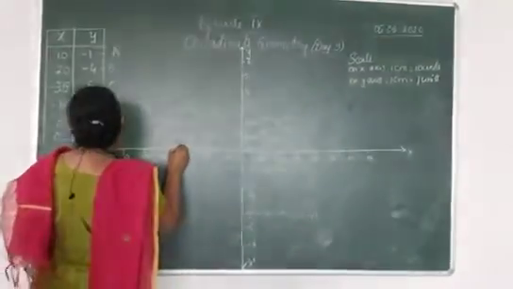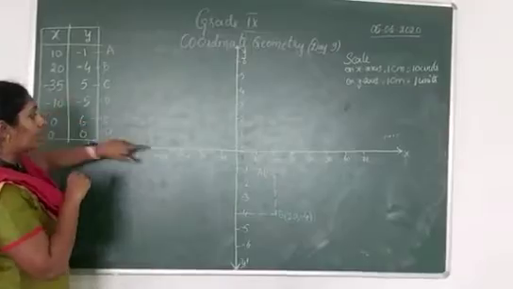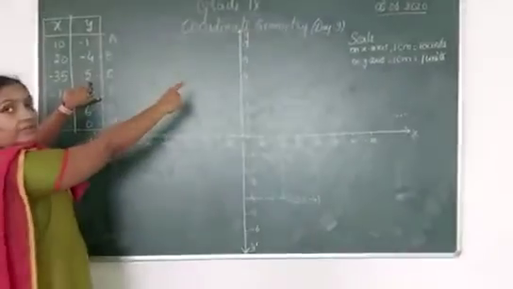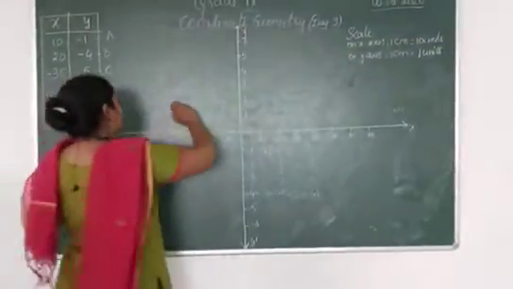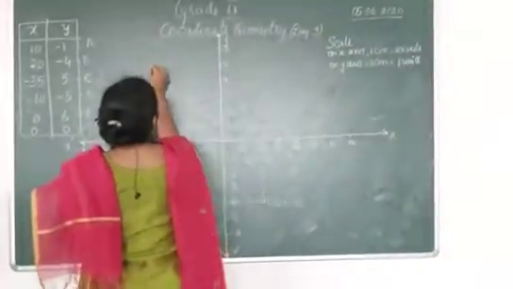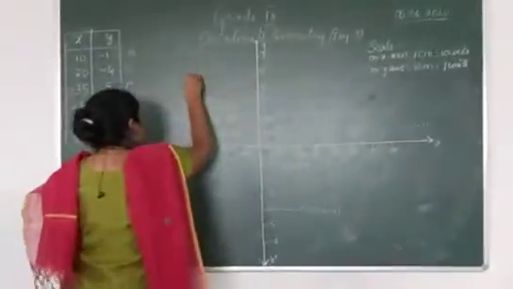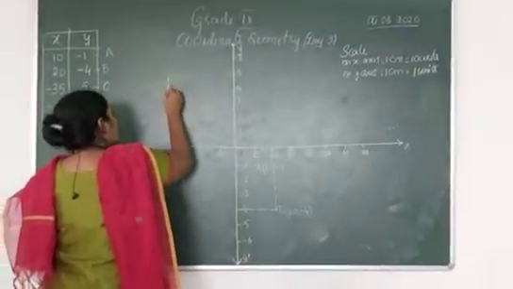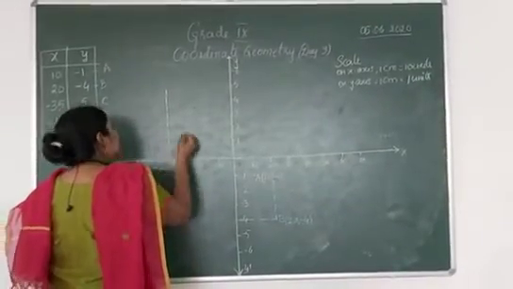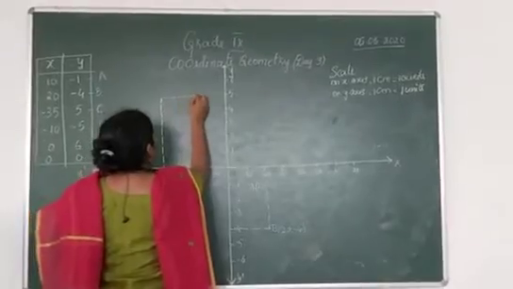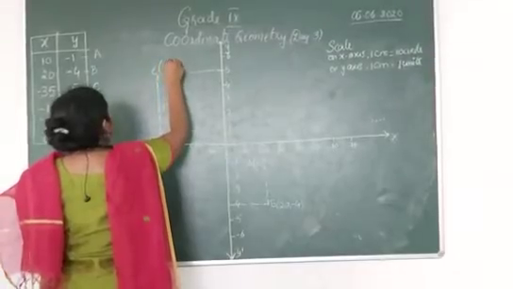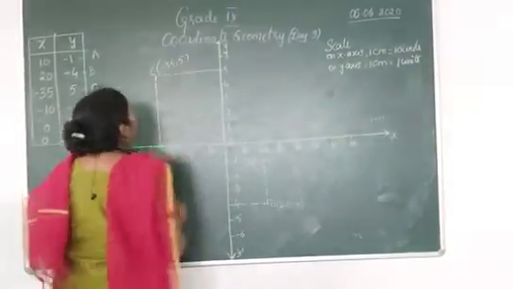So from here I will draw the perpendicular which is parallel to the y-axis, right? And also my y-coordinate is 5. So from 5 I will draw a perpendicular parallel to the x-axis. So the point of intersection of these two perpendiculars is nothing but the point C in the second quadrant. Point C and the coordinates are minus 35, comma 5.